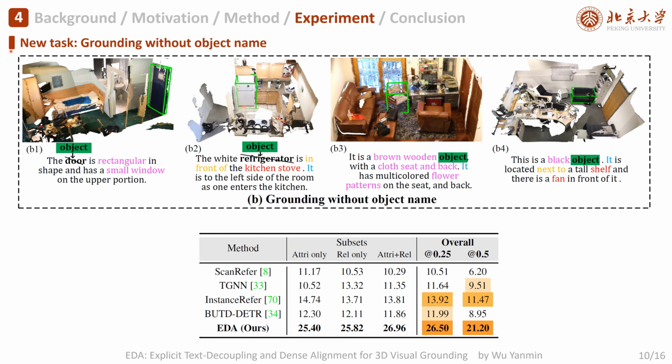More importantly, we introduce a new subtask, grounding without object name. We replace the object category in the text description with the term object, forcing the model to understand the text based on context rather than relying on object names as a shortcut. The results show that our performance far surpasses other methods, demonstrating the robustness of our model.